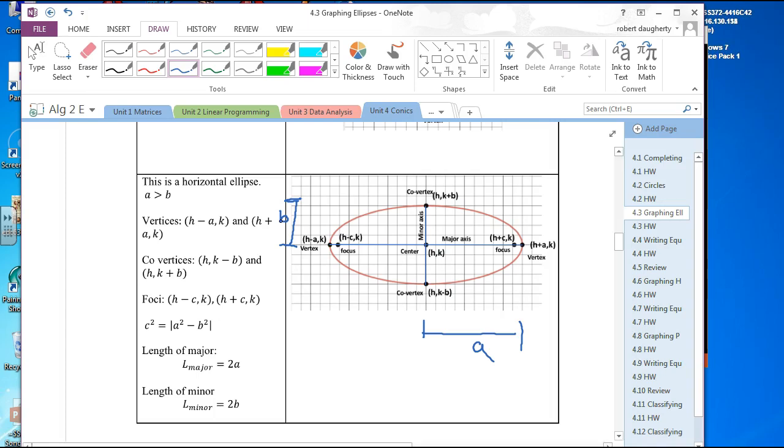So in this case, which is the major axis, the horizontal or the vertical? Horizontal is the major axis, so it's 2A. Vertical is the minor, it's 2B. Okay. Well, because if the distance from here to here is A, then the distance from here to here is A. Okay. So it has to be 2A, the whole length of the axis.